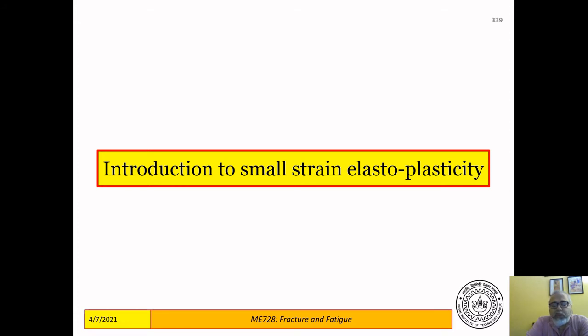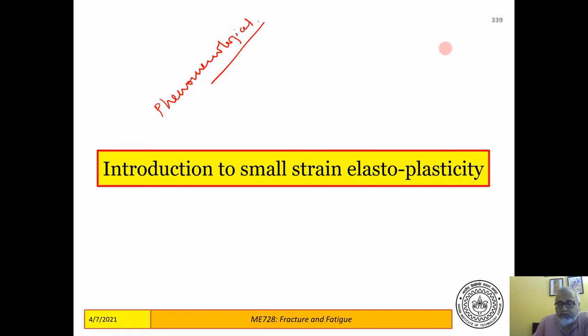So the theory of small strain elastoplasticity that we are going to learn is known as the phenomenological theory of plasticity. What that means is the following.